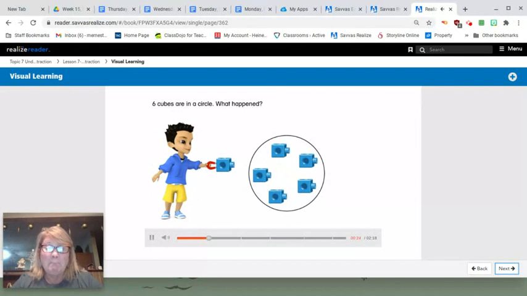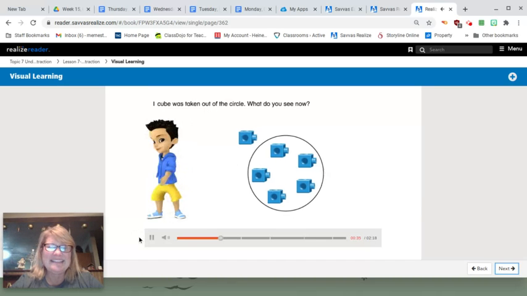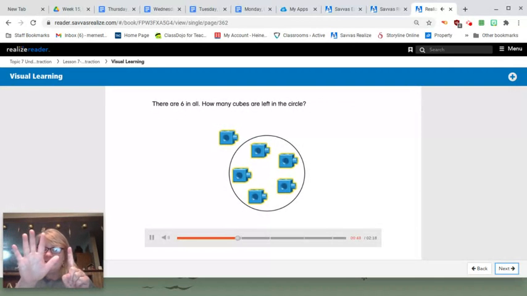What happened? Looks like one of them was taken out of the circle. 1 cube was taken out of the circle. How many cubes are there in all? There are 6 in all. What do you see now? How many cubes are left in the circle? 5 cubes are in the circle, and 1 cube is out of the circle. 5 are left.